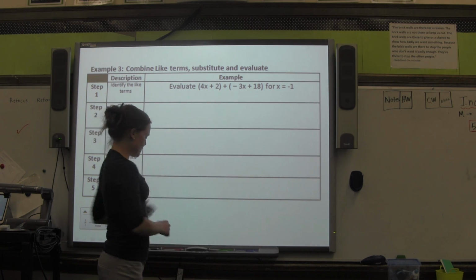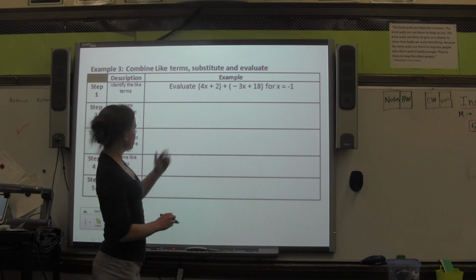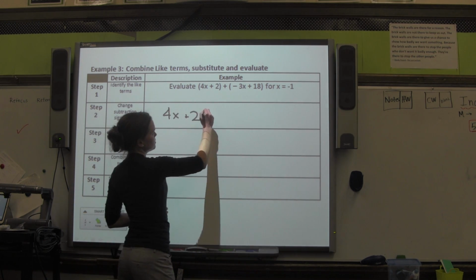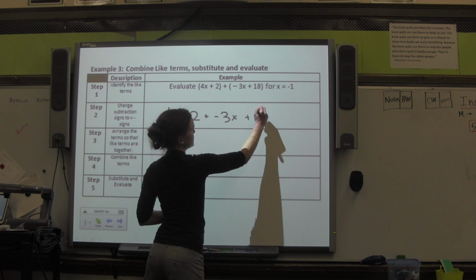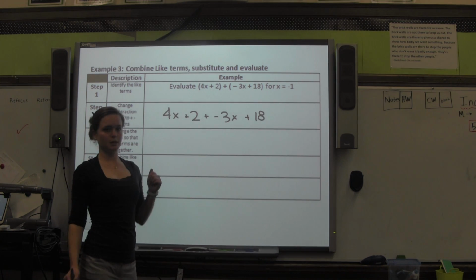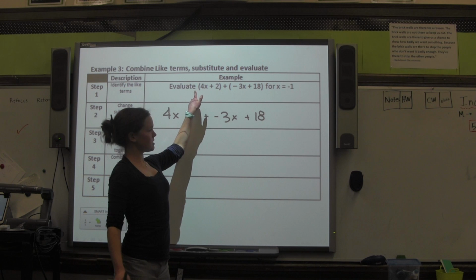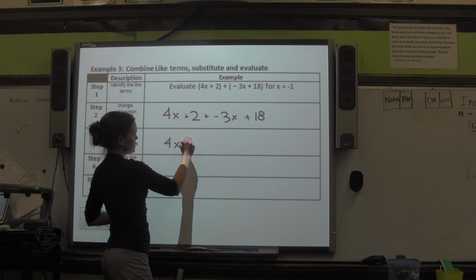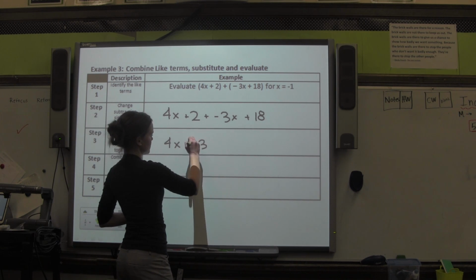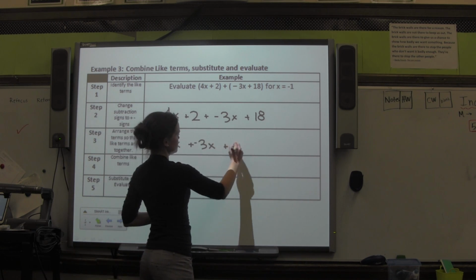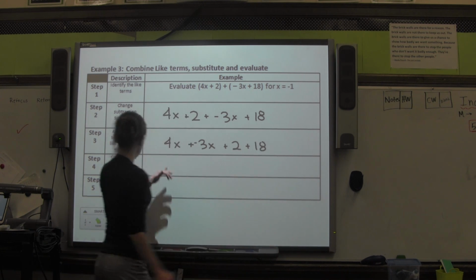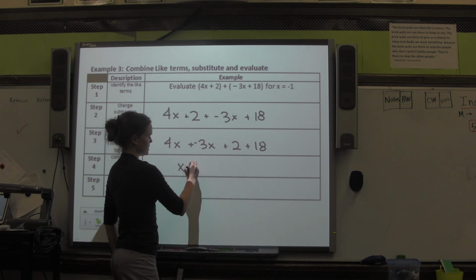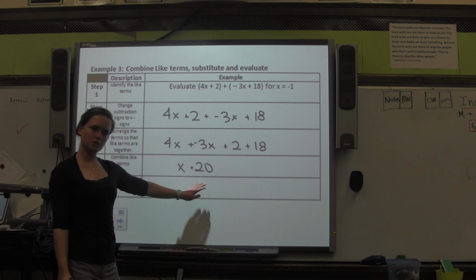So first I'm going to combine like terms, and I'm going to identify what they are. I'm going to rewrite this first. 4x plus 2 plus negative 3x plus 18. And I just got rid of those parentheses because I'm not multiplying them by anything. Alright, so now I'm going to arrange so that my like terms are together. 4x plus minus 3x plus 2 plus 18. Now I will combine like terms. 4x plus negative 3x is x. 2 plus 18 is 20. So I have x plus 20.